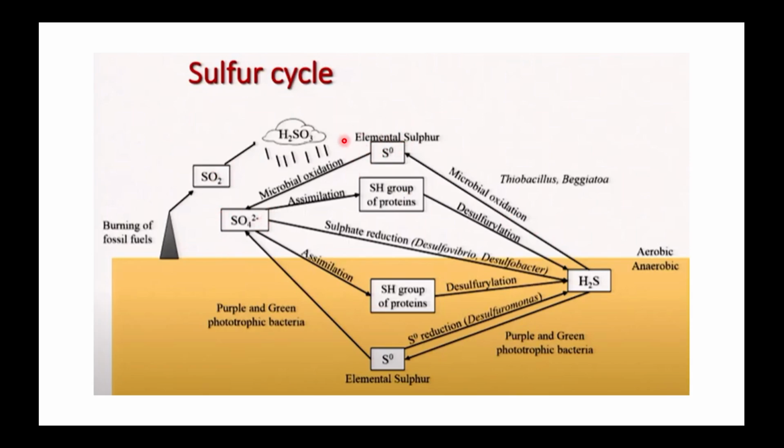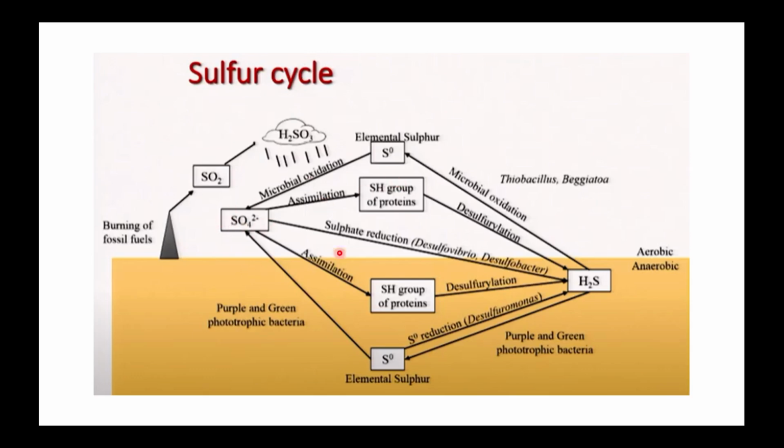For aerobic oxidation, it can happen without the help of any bacteria. Also, aerobic air oxidation can happen for the sulfates. And for anaerobic oxidation, again purple and green sulfur bacteria can carry out this oxidation. So sulfur will be converted into sulfates.